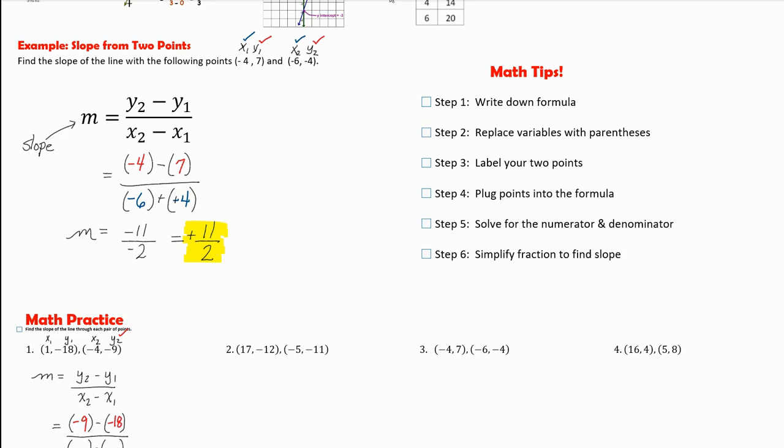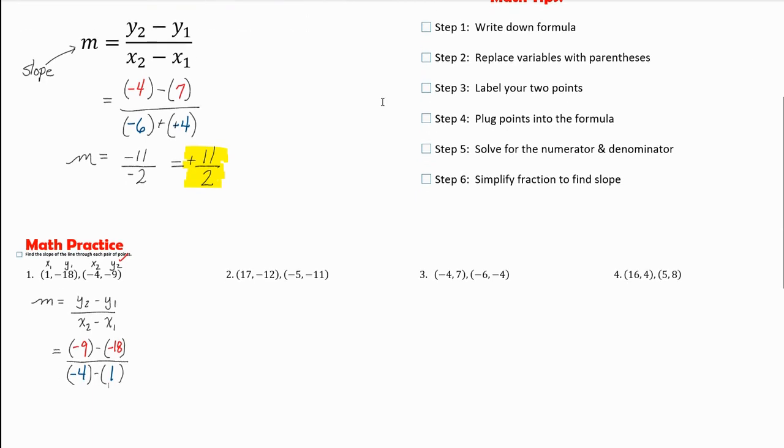X sub 2 is a negative 4, and x sub 1 is a positive 1. So if I scroll down just a little bit, here we go. Negative 9, now this is going to be a plus because a negative and a negative gives me a positive. So we're going to have 18 minus 9 gives me 9.